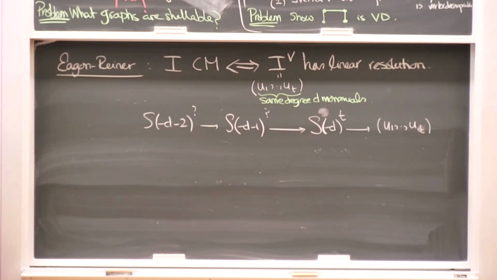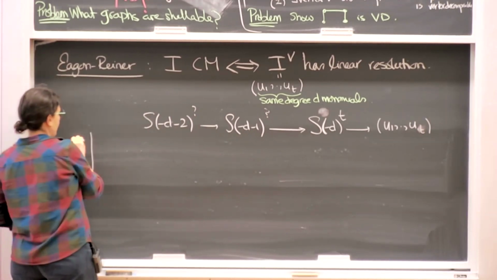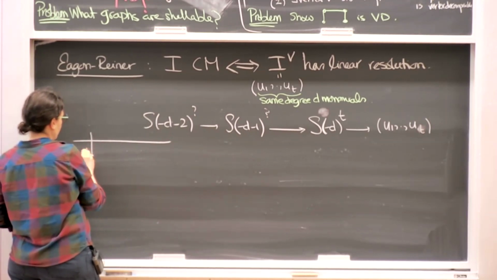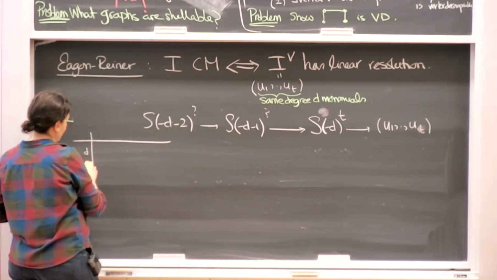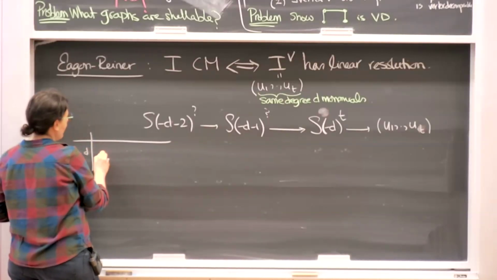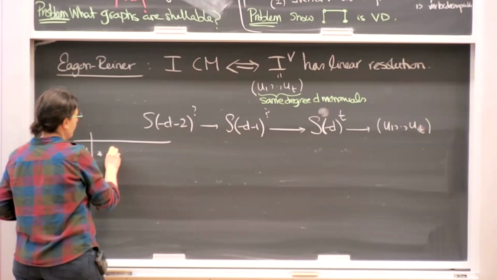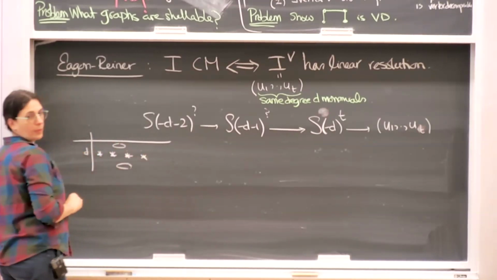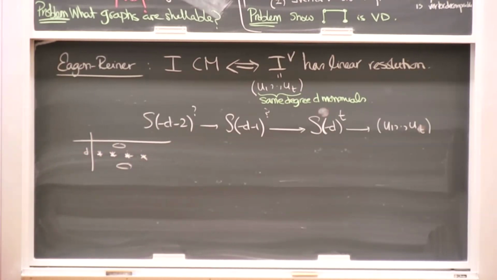And the Betti table looks like this. I don't know what it is, D minus whatever it is. Imagine this is the correct twist of D. The Betti table is like this, and everything else is 0. Okay? That's a linear resolution.